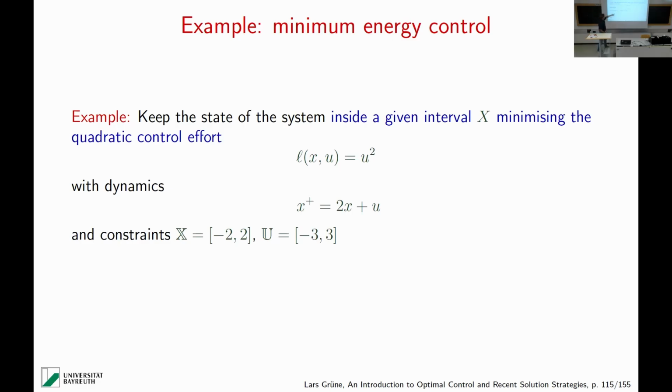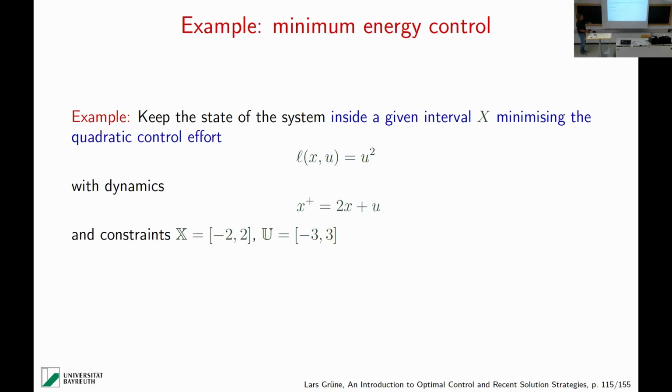But what we want is, we have the state constraint here. We would like the state to remain in this interval minus 2, 2. So the control has to act, right? It has to do something. And this, of course, creates some cost, and this is the cost that we measure. Our stage cost that we sum up in the problem is just u squared. So the idea is we would like to keep the state of the system in this interval, minimizing the quadratic control effort. That's the idea.